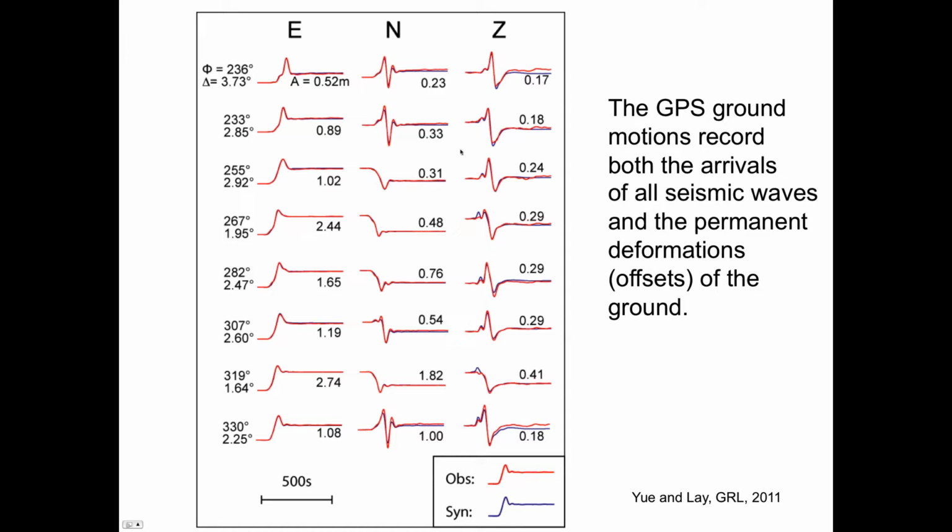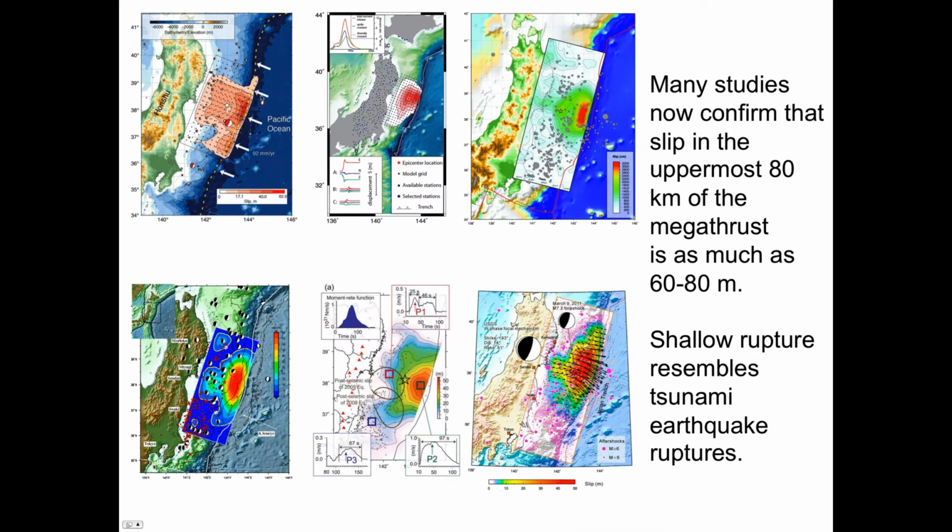So you can take these data and invert them just as you would a seismic wave field, except now you have to use Green's functions that contain the full deformation, the permanent static deformation, and you can invert that for slip distribution. Here was a seismic only model. Here's a model inferred just from inverting the high rate GPS. And there's general similarity, a large 200 kilometer wide fault, peak slips of 60 meters at the trench.